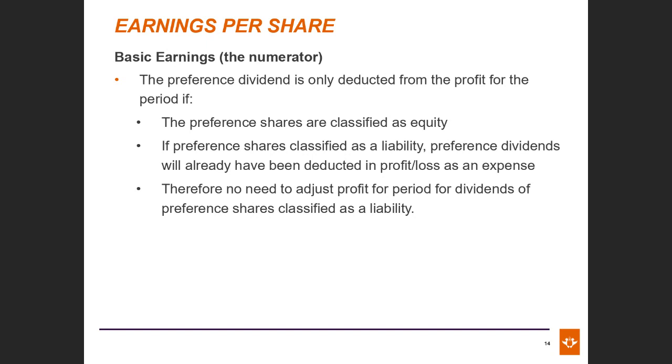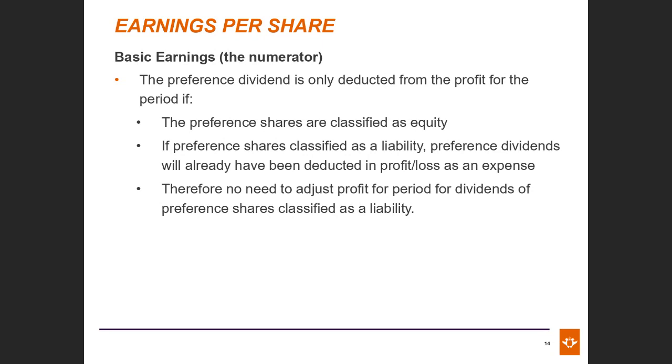For those preference shares that are classified as equity, that preference dividend would not have been deducted from your profit. So when we have preference shares that are classified as equity, in order to get to basic earnings, we would have to deduct the preference dividend from our net profit, in our statement of changes in equity, in order to get to our basic earnings.